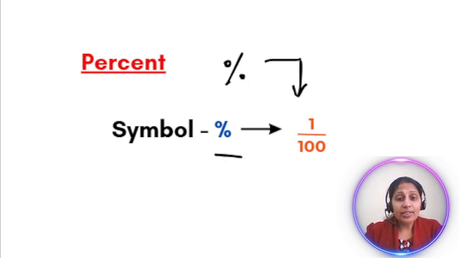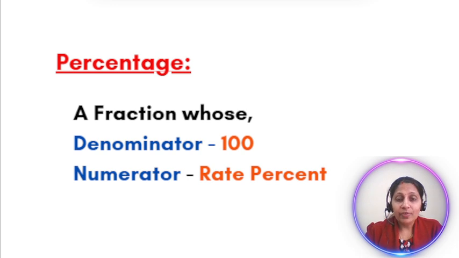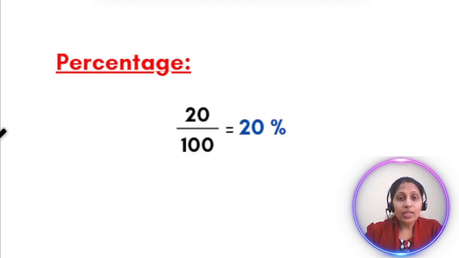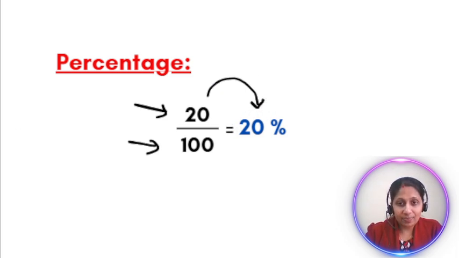Now, if you write it in the fractional form, we usually put the denominator as 100 and whatever we put on the numerator is called the rate percent. Say for example, 20 out of 100. Here the denominator is 100 and the numerator 20 is the rate percent. So we simply write it as 20 percentage.